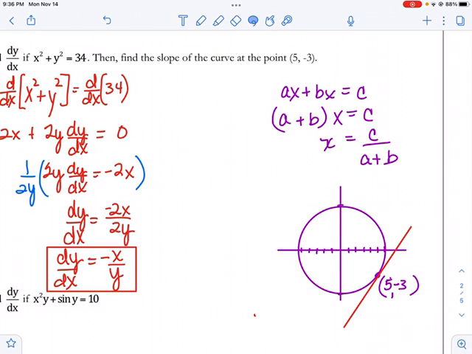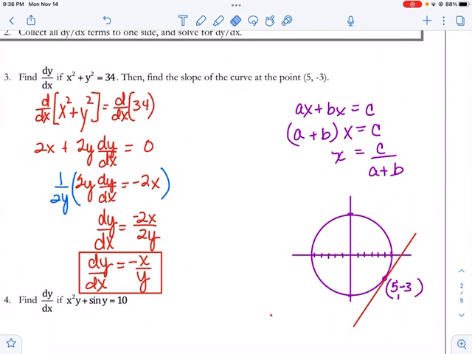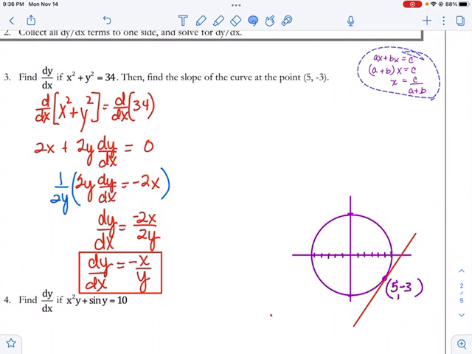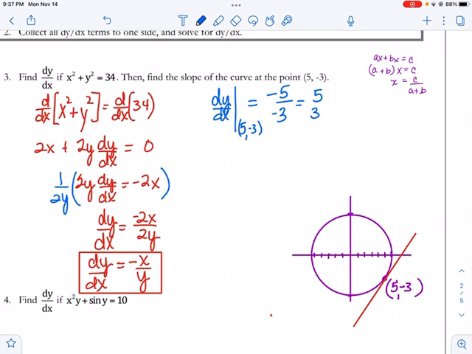Now I want to find the slope of the curve at that point. So we have dy/dx. Here's language we very often use: we'll say evaluate it at the point. Sometimes we'll say evaluate it at 5, negative 3, and put the ordered pair there. The x value is 5, so negative x over y is negative 5 over negative 3. So we get a slope of positive 5/3, and that checks out.